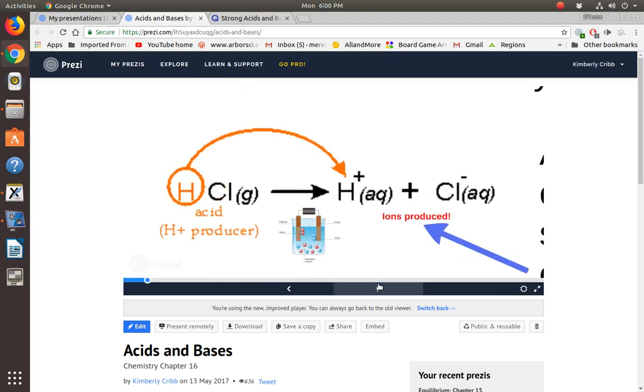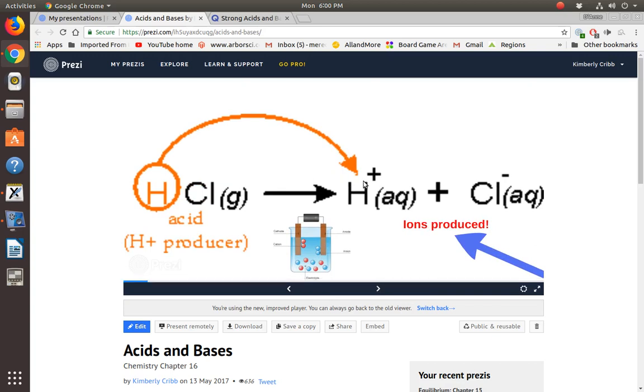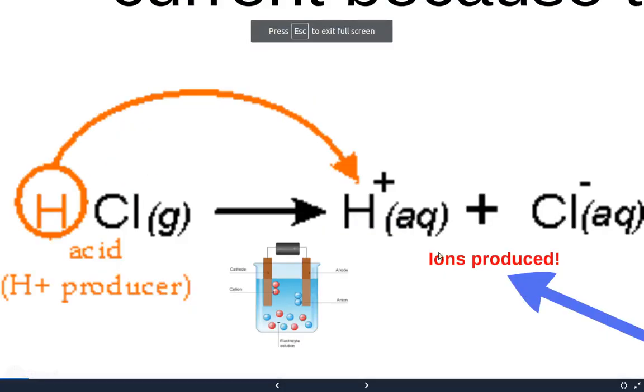So let's look at this picture. These are the ions that are produced. So this is hydrochloric acid, one of the strong ones. And notice the hydrogen ion, when it ionizes, it breaks up. So we have just the hydrogen ion by itself and the chlorine by itself.